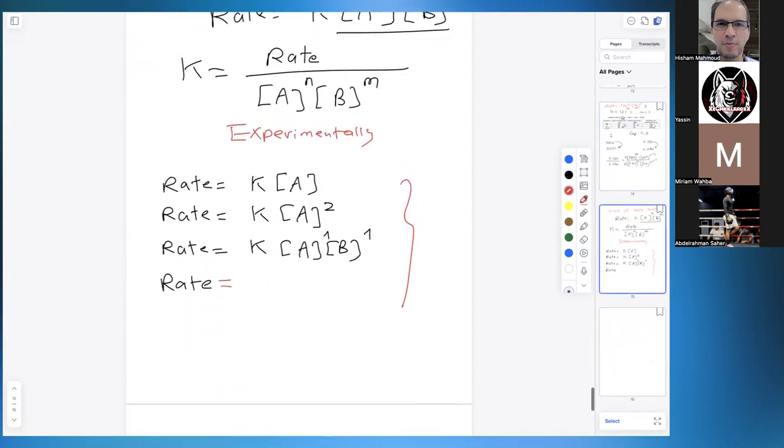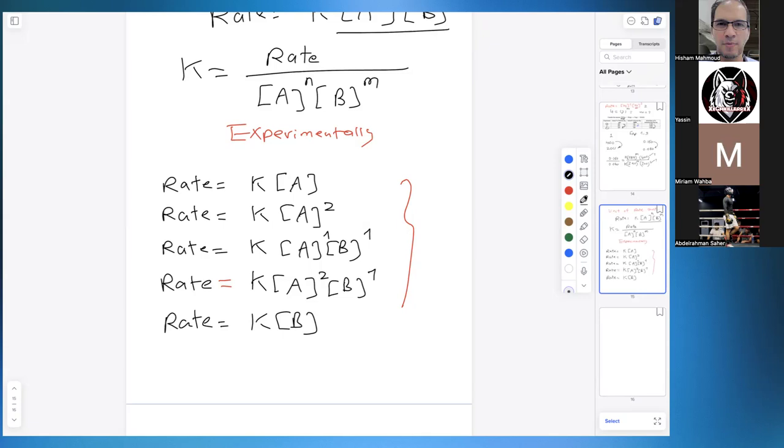What other option can come, Mariam? K A to the power of 2 and B to the power of 1. You see how many options? Rate is equal to K B. Where is A, Abdelrahman? There is no A. So what does it mean? If there is no A, what is A to the power of? Which order, if it is nothing? Yeah, it is 0.